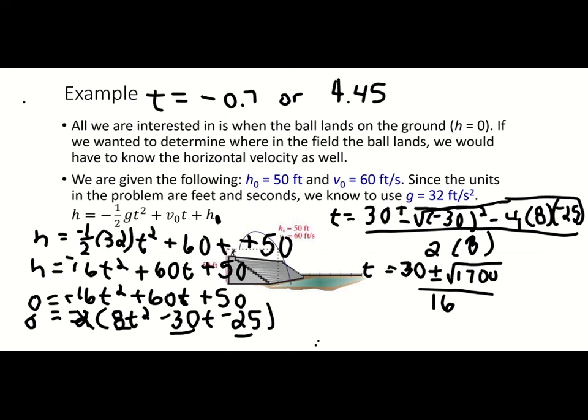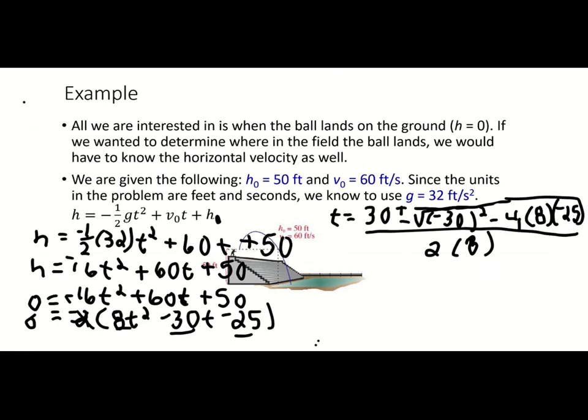Now, for this, we are talking time. We are talking the time that it takes for the ball to hit the ground. -0.7 is not going to work. It's a solution to the variable, but it is not a solution to our problem. We need time. We can't have negative seconds. So it's going to take approximately 4.45 seconds for the ball to hit the ground, and that would be the solution to our problem.